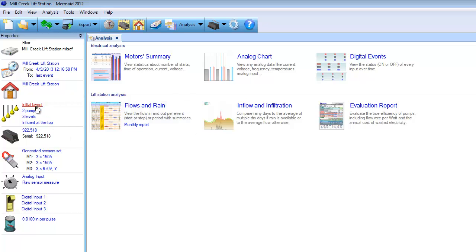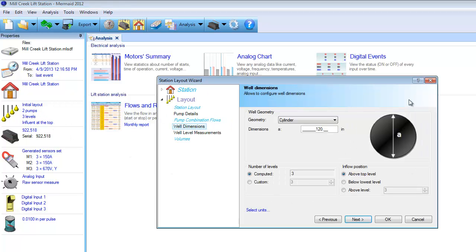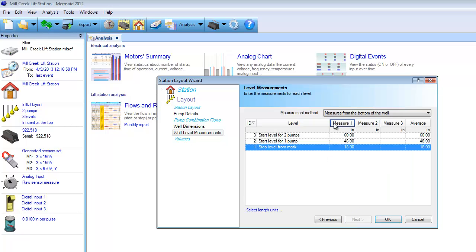Your initial layout shows what you did in the initial settings when you set up the station file. So if you have to go back and change this at a later time after you've done your flow study, and you found that your levels were a little bit different, or it actually wasn't a 10-foot well, it was an 8-foot well, you can change this to 96 inches. You can also change how you're monitoring.